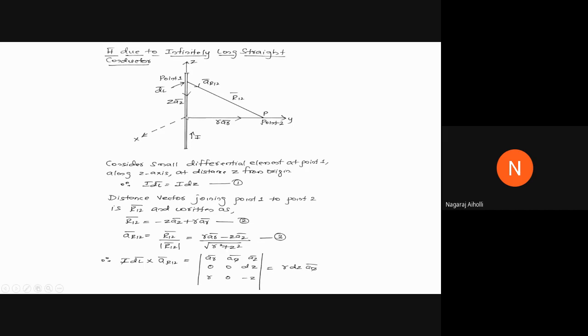Similarly, come to the distance from the origin to point 2. From the origin to point 2, what is the distance? RAR bar, is it not? It is RAR bar from the origin to point 2. Then we are finding R12 bar. It is a sum of from point 1 to origin and from origin to point 2.